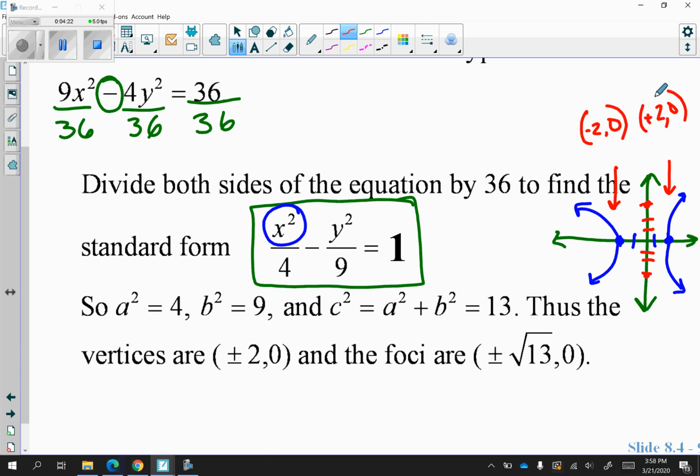Now, to find the foci, it's a squared plus b squared is equal to c squared, which is really the square root of 9 plus 4, which is 13. And again, my foci are going to be on the x-axis because x is positive. So it's going to be here and here, which is approximately plus or minus the square root of 13 comma 0.